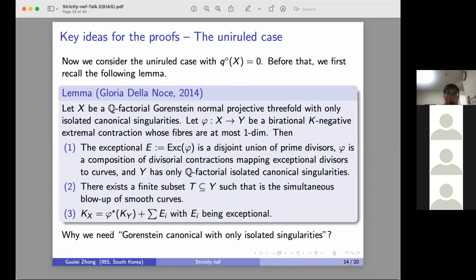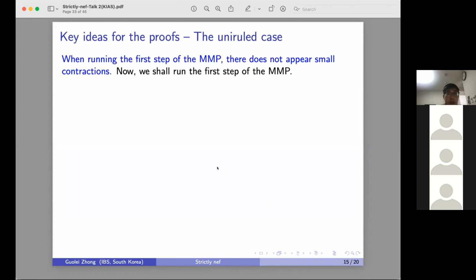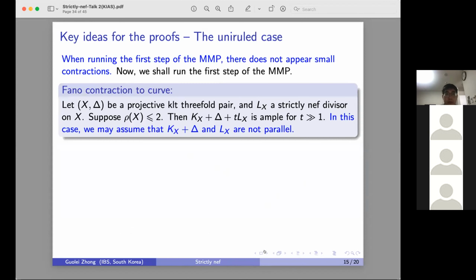So why do we need the Gorenstein canonical with only isolated singularities? So note that when running the first step of the minimum model program, there does not appear small contractions. So now we should run the first step of the minimum model program. So first, some easy case. Final contraction to curve.